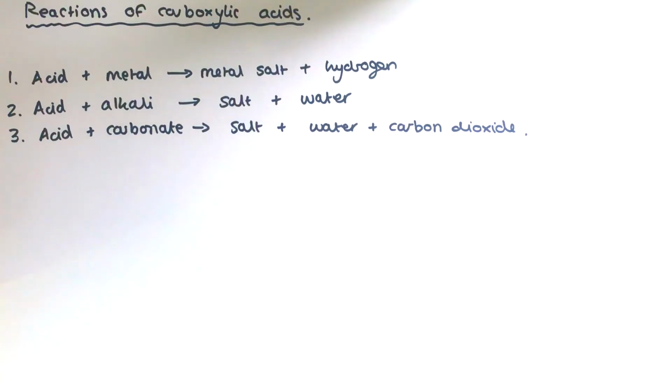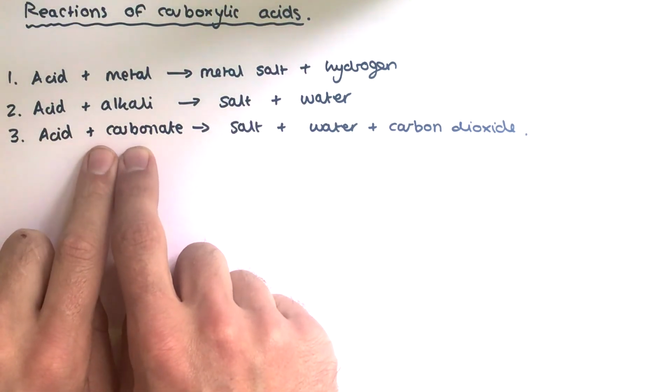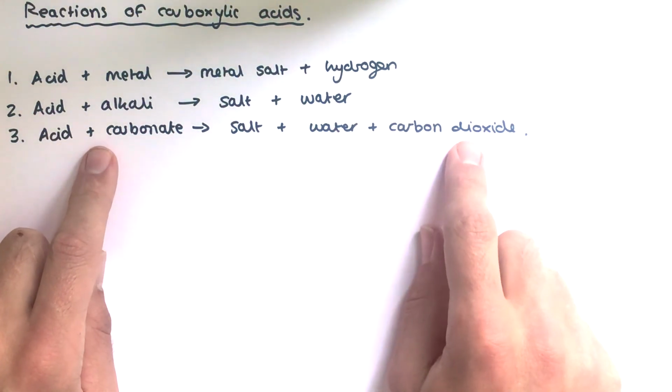So there are three types of reactions that we need to understand. So we've got the reaction between an acid and a metal, where we get the metal salt and hydrogen produced. We also need to know the reaction between an acid and an alkali, where we're going to get salt and water produced. And we'd also need to know the acid and carbonate reaction. This is one of the most important ones here, because this is the test for a carboxylic acid. So adding sodium hydrogen carbonate and getting some effervescence.